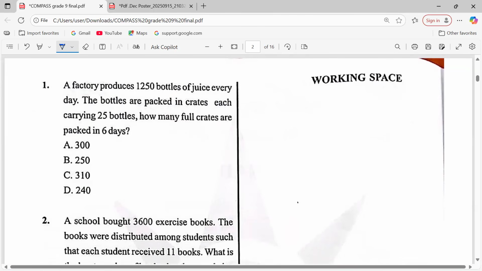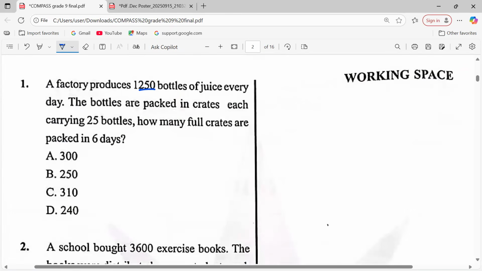A factory produces 1250 bottles of juice every day. The bottles are packed in crates, each carrying 25 bottles. How many full crates are packed in 6 days? So in one day, we pack 1250 bottles. What about the bottles in 6 days? In 6 days, we'll have 6 times 1250. So how many bottles will this be? 6 by 1250 gives us 7500 bottles.